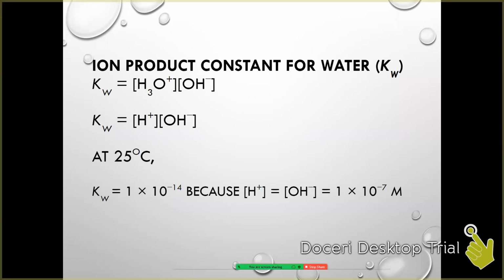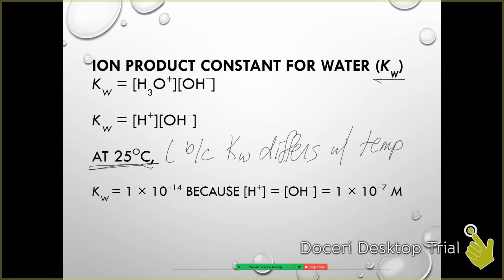All right, so the ion product constant for water, which is represented by Kw, is going to be your hydronium concentration times your hydroxide concentration, and at 25 degrees, because Kw differs with temp, it is equal to 1 times 10 to the negative 14, which means that relationship may be something that you can use to solve some problems.